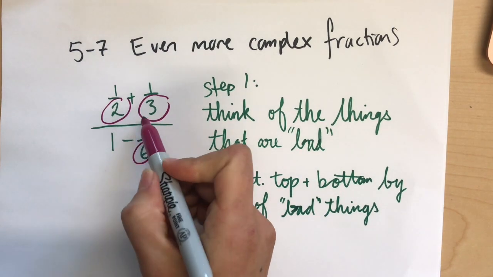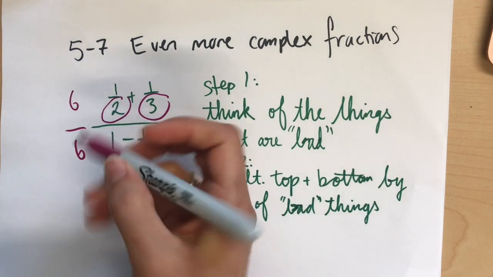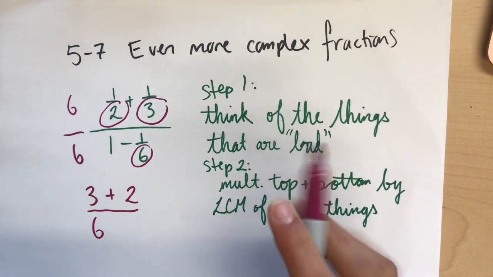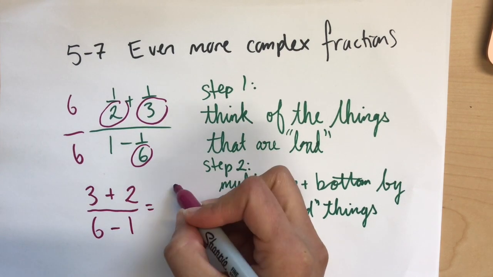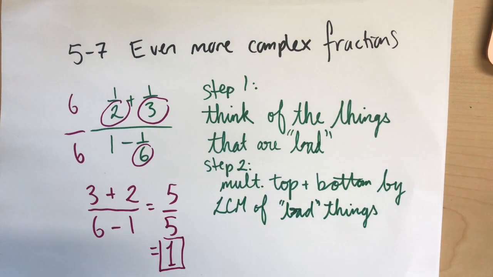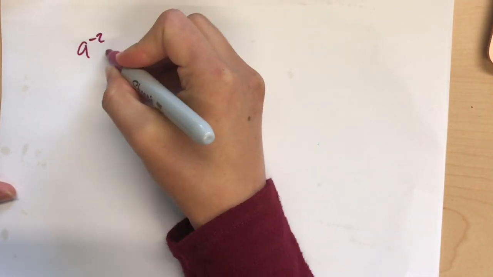Okay, so if I multiply top by 6, bottom by 6, what's going to happen is the 6 is going to distribute, right? So I have 6 times 1/2, which is 3, 6 times 1/3, which is 2, and then 6 times 1, which is 6, and then 6 times 1/6, which is 1. I end up with 5 over 5, which is 1. Okay, so think of the things that are bad, then try to get rid of them by multiplying by the least common multiple of all those bad things.